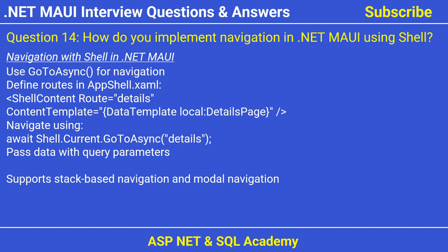You can also pass data using query parameters. await Shell.Current.GoToAsync("details?name=John"). On the destination page, you use the QueryProperty attribute to receive the parameters. Shell supports both stack-based navigation and modal pages, making it flexible for various app flows like master-detail, tabs, or deep linking.